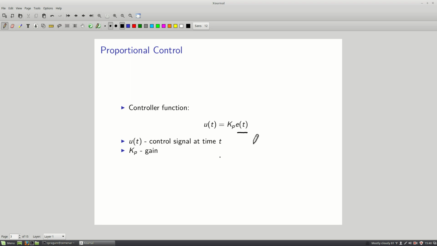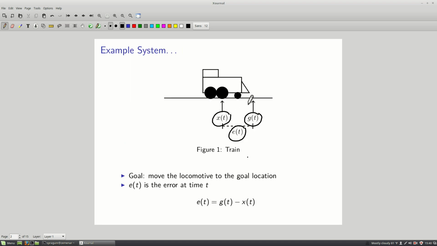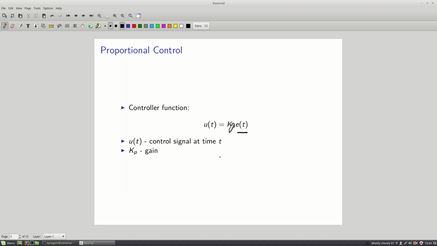So if we have a large amount of error, we're going to apply a large control signal. If we have a small amount of error, then we'll only apply a small amount of control. Which I think makes sense if we think back to our locomotive example. If we imagine that the locomotive is almost at its goal location, it seems to make sense that we shouldn't need to apply a lot of force to get it to cover that last small amount of distance. Whereas if the locomotive is far from the goal, it seems to make sense that we should apply a larger control signal.